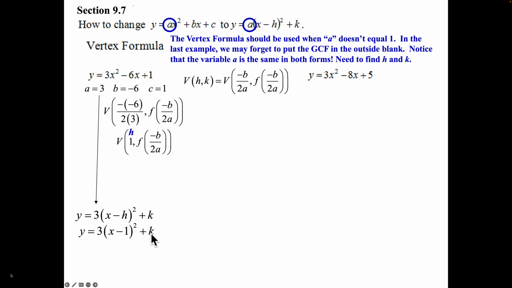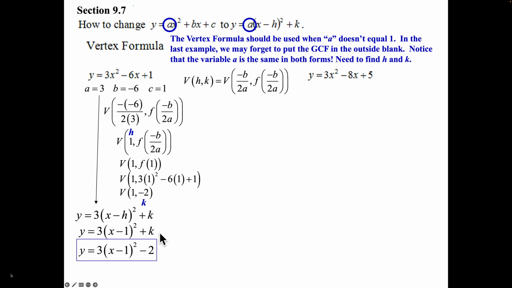and say, okay, now all I got to do is find k. Well, here's how we find k right here. You put the 1 into the function, which means you take the 1 and you substitute it in for every x in your equation. 3 times 1 squared. Okay, 1 squared is 1 times 3 is 3. -6 times 1 still stays -6. 3 minus 6 is -3 plus 1. That's a -2, and we can put that in for k. And there's your equation.